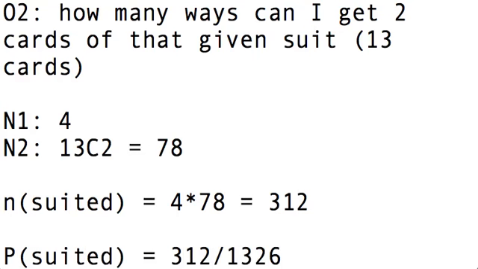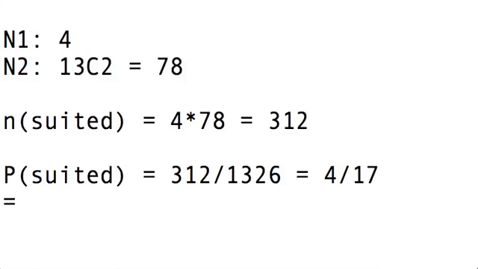So the probability of getting suited is the number of ways of getting suited, which is 312, divided by the number of ways of just getting hands, which is 1326, and that simplifies to 4 over 17, which is equal to about 0.23529. So just under a quarter of the time, I can actually expect to get 2 cards of the same suit. Interesting. Okay. Kind of makes sense, though. Maybe.